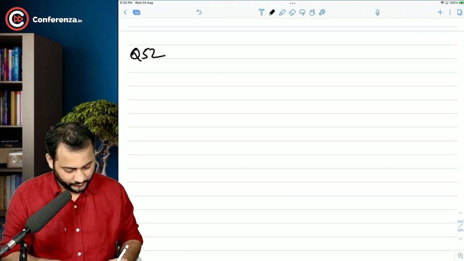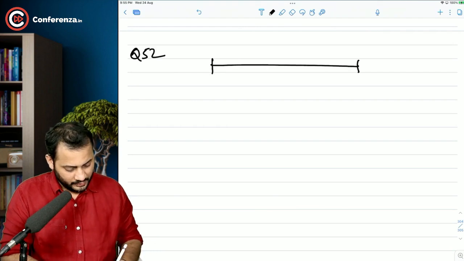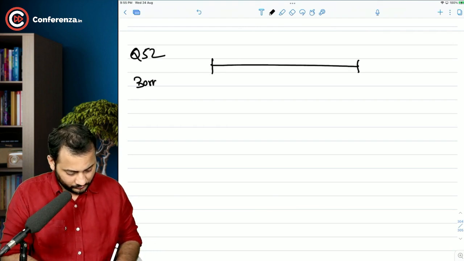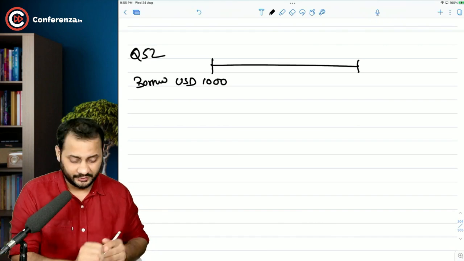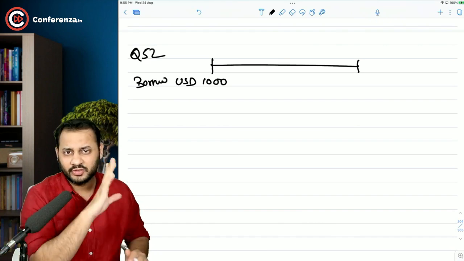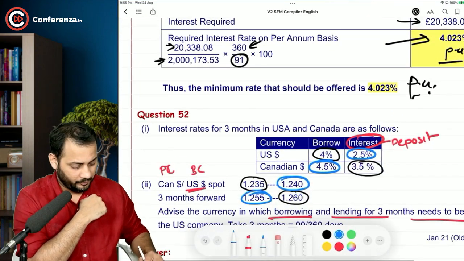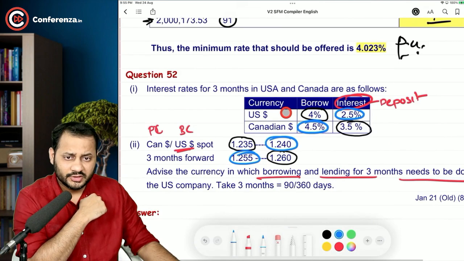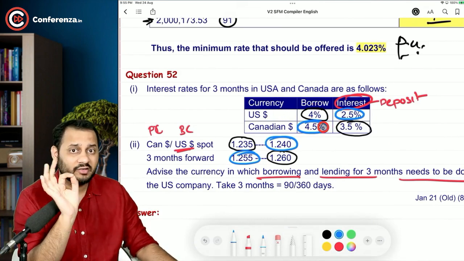Question number 52. This is the timeline. Let's say you borrow US dollar 1000. Because the values are not given, we can assume anything. If you borrow US dollar 1000, what is the US dollar borrowing rate? US dollar borrowing rate is 4%. All these rates are per annum.